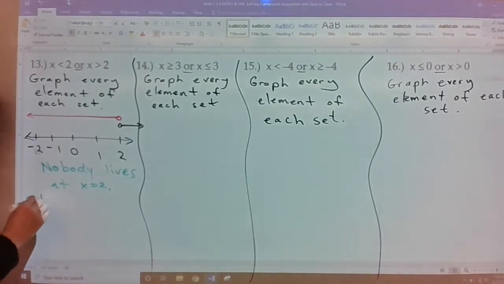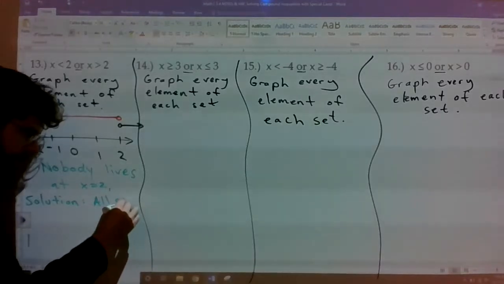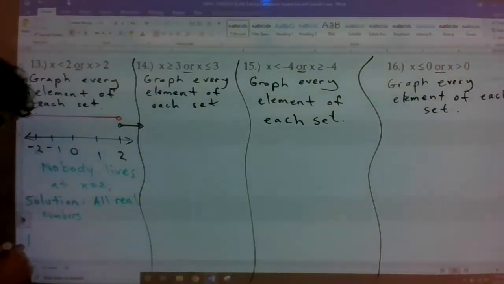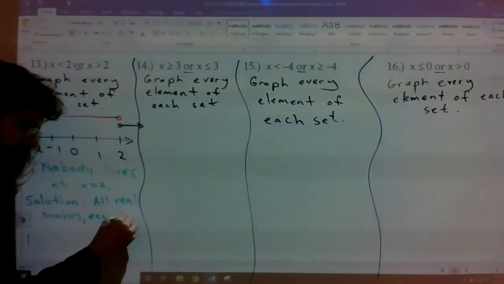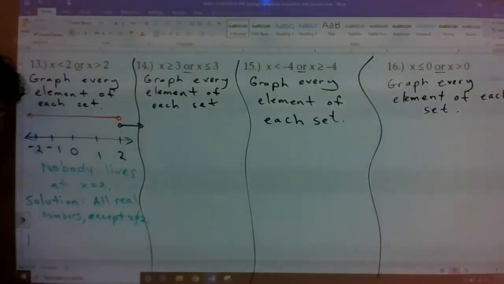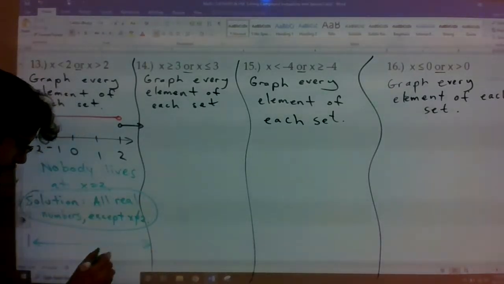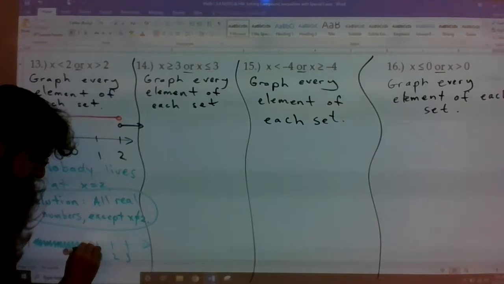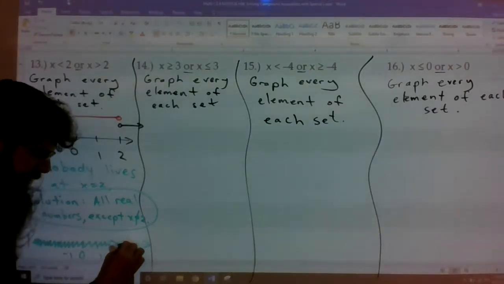The solution, all real numbers except x equals 2. Except x can't be 2. I'm going to put that. Except x can't be 2. So there's my solution. What would that look like on a number line? Well, it would look like our squiggle set. Remember, all real numbers, except there's going to be an open circle at 2, but then it continues right on after that.